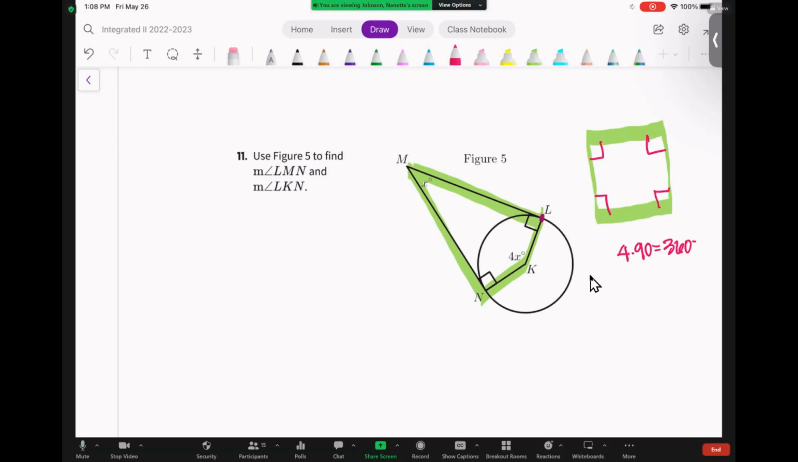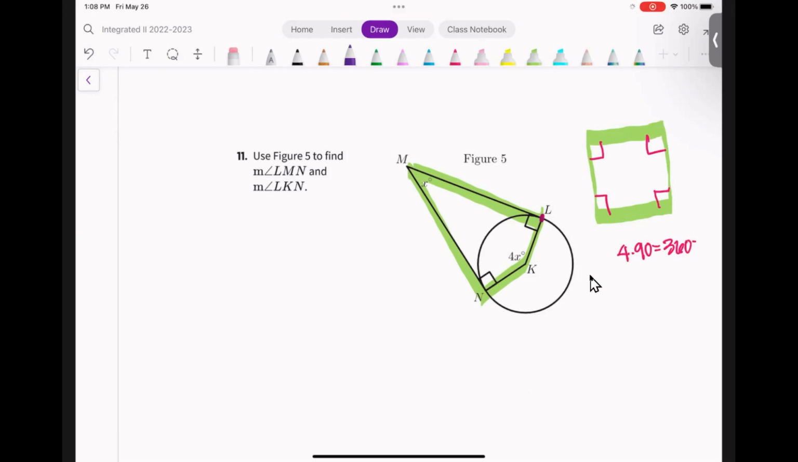Really? Yeah. So then I'm going to use that fact to write myself an equation. What equation can I write now that I know that the sum of the measures of all the angles in a quadrilateral always equals 360? What equation can I write? What do you guys got? What can you write?